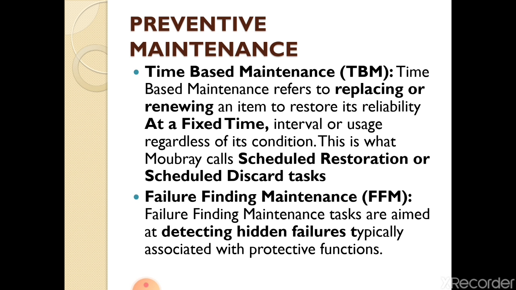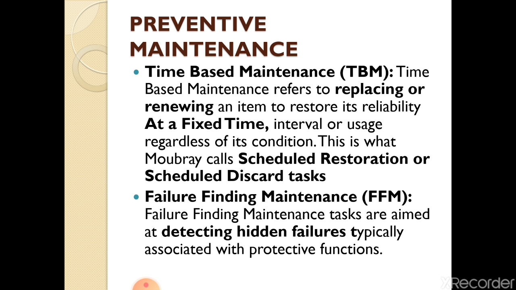The next type of preventive maintenance is failure finding maintenance. It is aimed at detecting hidden failures typically associated with protective functions. Think of pressure safety valves, trip transmitters, etc. This type of equipment won't be required to function until something else has failed. That means that under normal operating conditions you will not know whether this equipment is still functioning. That is, the failure modes are hidden, and since these failures are hidden, you will need to find them before you are relying on that equipment to protect you.